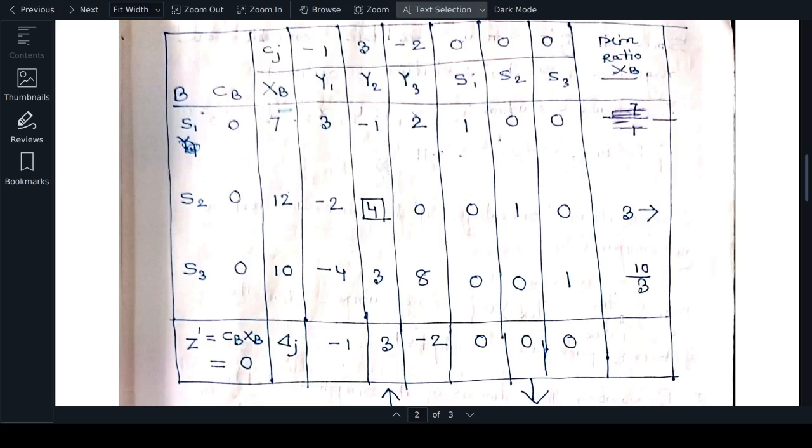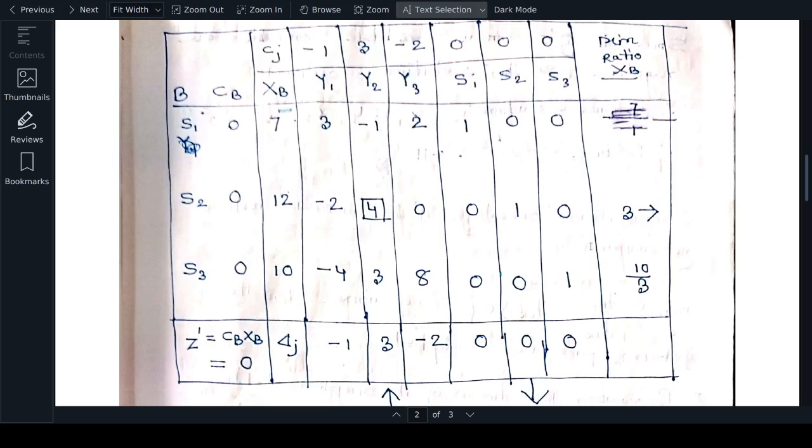So we'll calculate the first one: the new element of the new table, 7, the corresponding element of the key column, the incoming vector, is -1, into what? Our pivot element is 4. So its corresponding element is 12. So 7 minus -1 into 12 divided by 4. So we get 10.